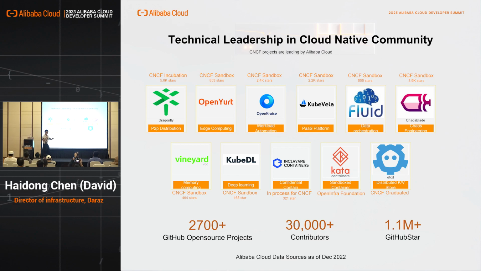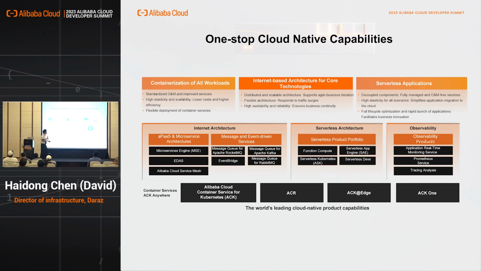Also, how did we achieve this? We achieved this by deeply involved in these open source projects. As you can see, we have 30,000 contributors to all these open source projects, and we had 1.1 million plus GitHub stars. And some of you are already contributors, and some of you are on the road to become a contributor. But everybody, we are a developer cloud native community, which contributes the whole ecosystem and the whole growth.